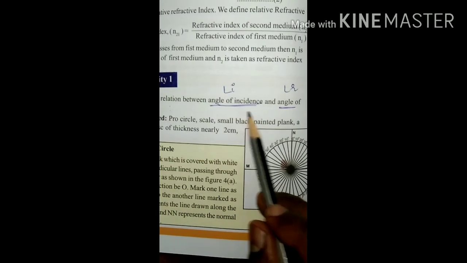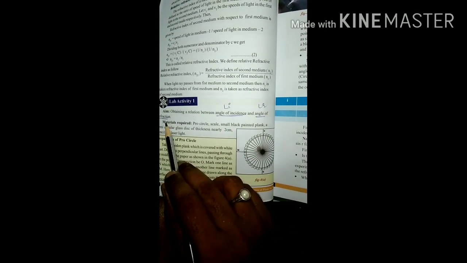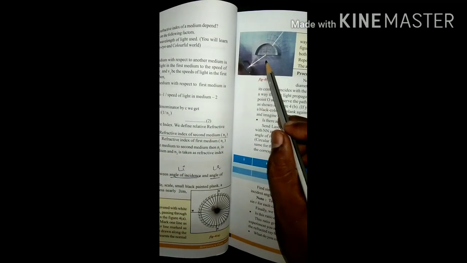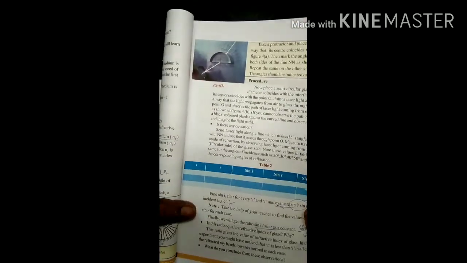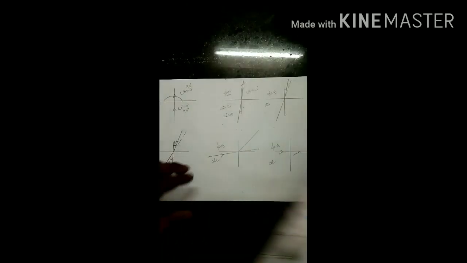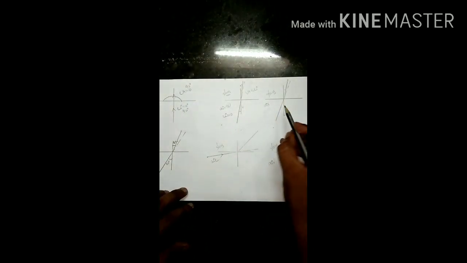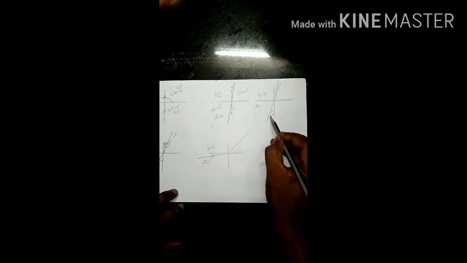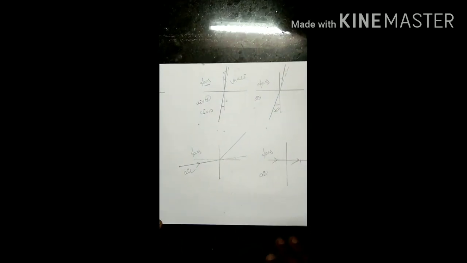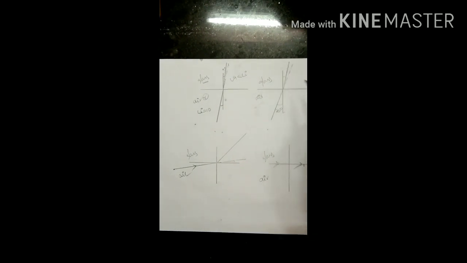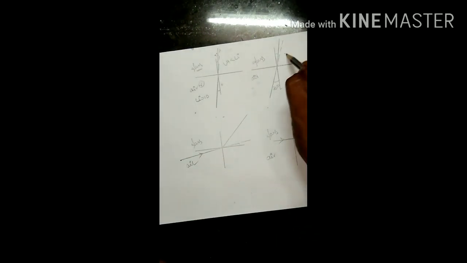That is what they asked in the lab activity: obtaining the relation between the angle of incidence and the angle of refraction. Here, if the light ray travels from rarer to denser, it is proved that the angle of refraction is less than the angle of incidence. And again, if you observe here, the angle of incidence is 20 degrees. The estimated angle of refraction is 20, but it is not 20, it is less than 20, approximately 16 degrees.